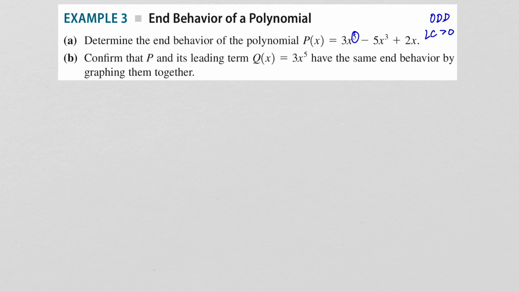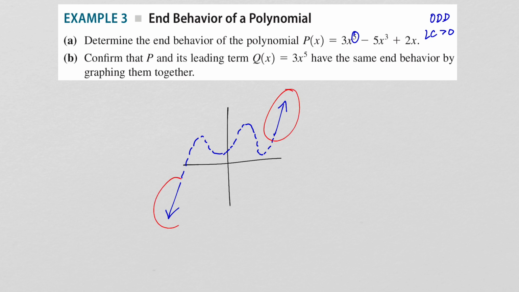So when you have an odd degree polynomial with a positive leading coefficient, we know that the end behavior is going to be up on the right side and down on the left side. And again, in between, we could have all sorts of different kinds of behavior, but we know that on the extremes, this is what it's going to do. So again, what I can say here is y is going up as x is going to the right, and y is going down as x is going to the left.